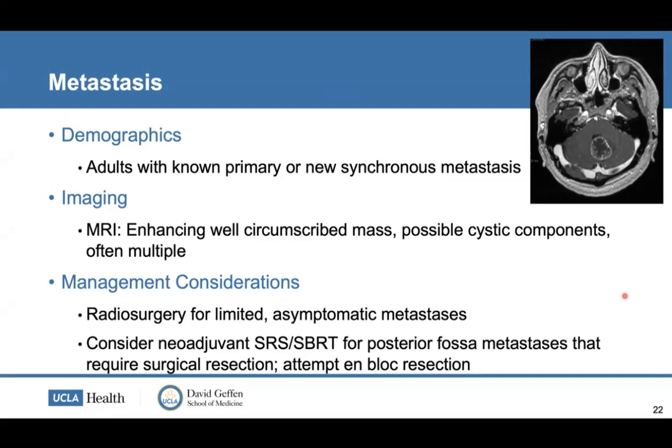If you have numerous lesions that are asymptomatic, focused radiation or whole brain radiation typically are the treatment of choice. However, if you do have a symptomatic lesion, say for example a large posterior fossa lesion such as this, surgical resection should be strongly considered. Particularly for posterior fossa lesions and large lesions, neoadjuvant or preoperative radiation with SRS or SBRT should be considered in order to help mitigate the risk of leptomeningeal disease.